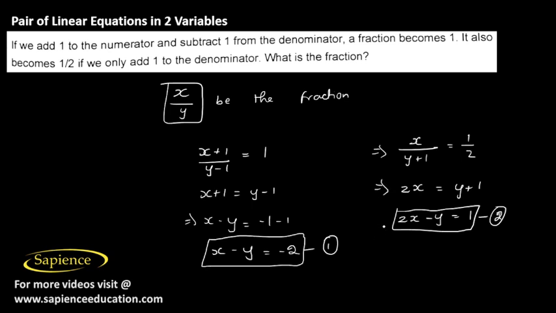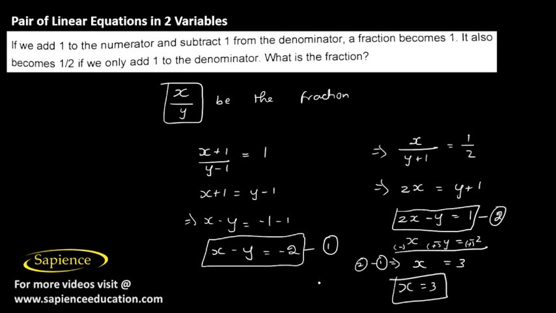Now we have two equations and two variables. We can solve them. Let us subtract the first equation from the second equation. So x minus y equal to minus 2, the second equation minus the first equation, changing the signs. Now 2x minus x is x, and minus y plus y is 0, equals 1 plus 2, that is 3. So the value of x is 3.